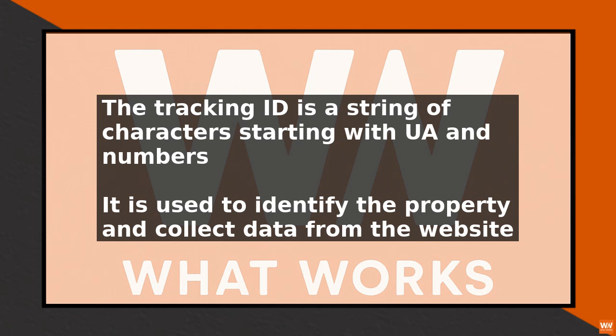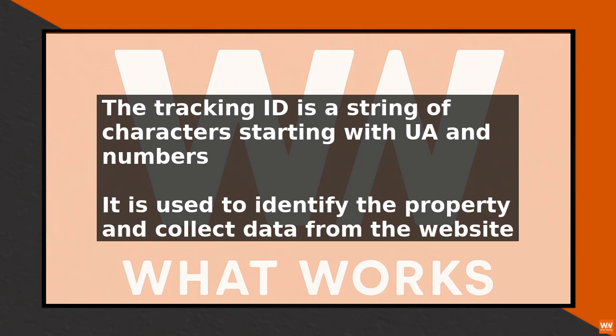Common issues with tracking ID. One of the most common issues is incorrect or missing tracking ID. This can happen when the tracking code is not installed correctly or when the wrong tracking ID is used. Another issue is duplicate tracking IDs, which can occur when multiple tracking codes are installed on the same website. This can lead to double counting of page views and other metrics.